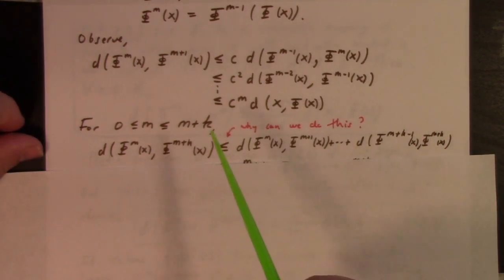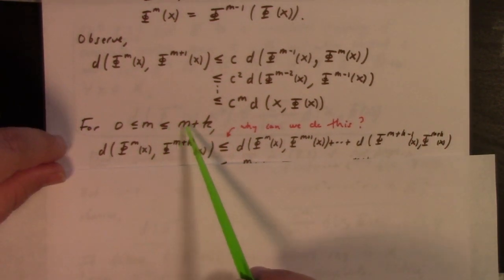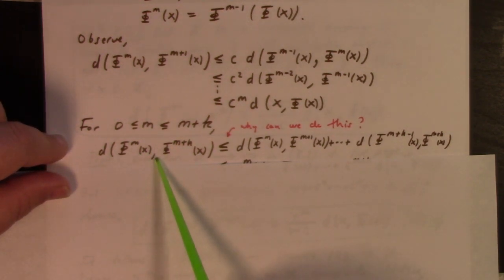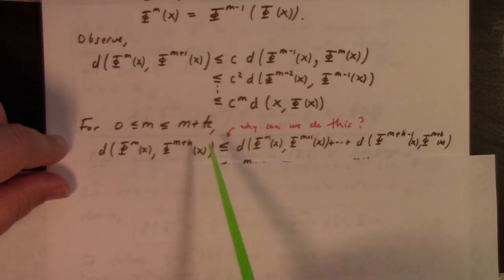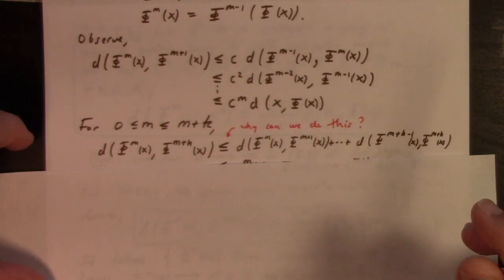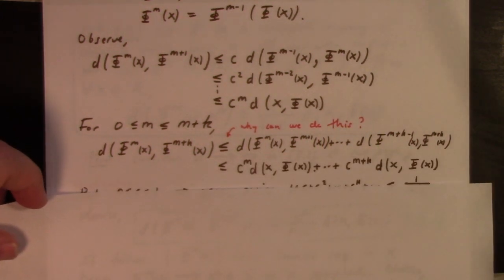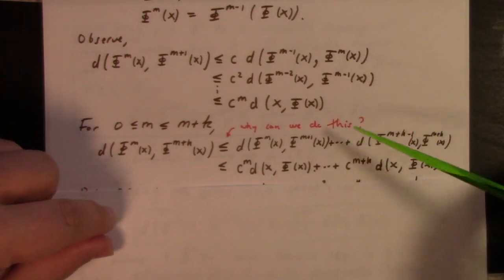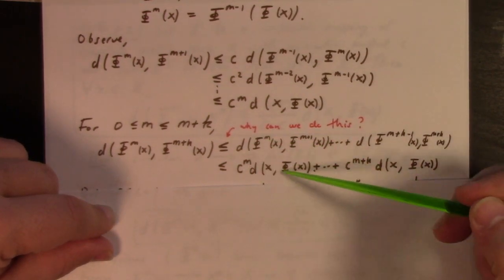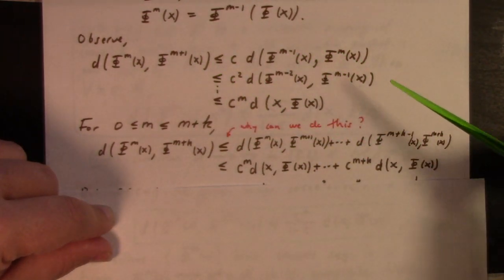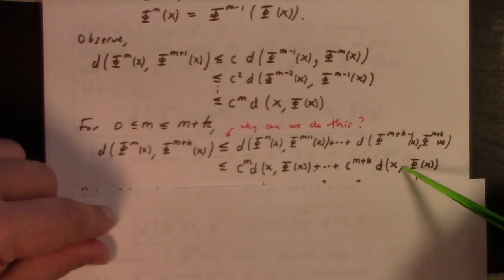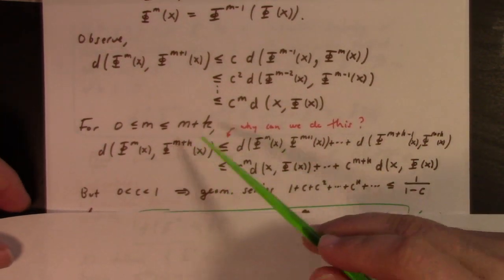Now, for 0 ≤ m ≤ m + k, we can similarly calculate that the distance from φ^m(x) to φ^{m+k}(x) is less than or equal to this sum. All right, I'll let you guys explain to me why we can do that. And then, using this up here, I can replace this with c^m times the distance from x to φ(x), and so forth, up to c^{m+k}. At that point, you can factor out the distance from x to φ(x).